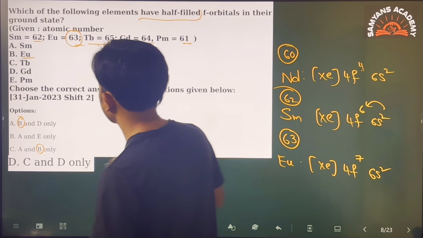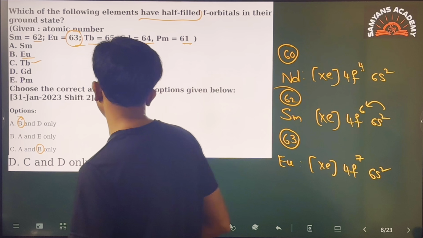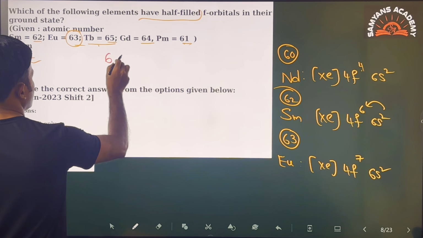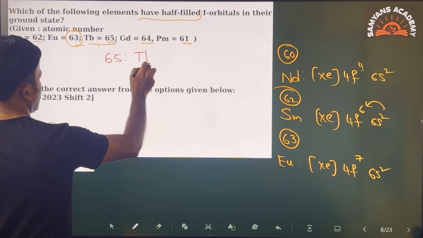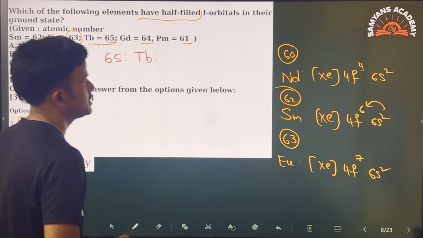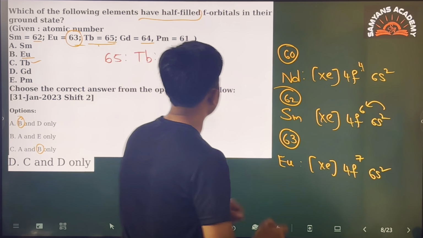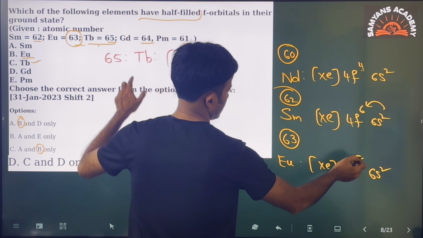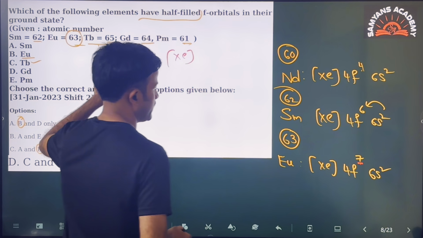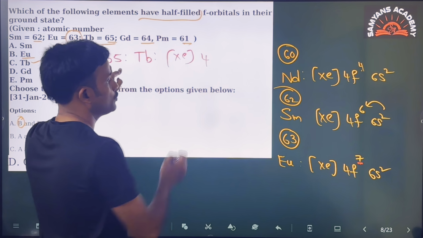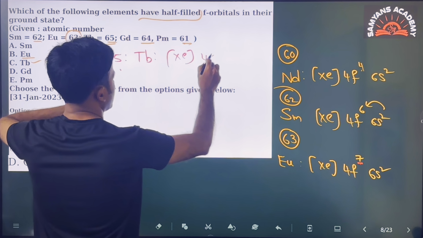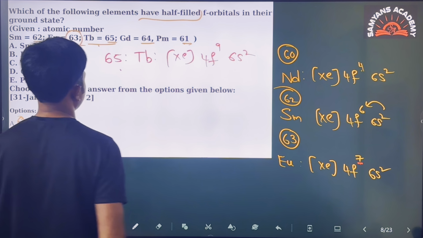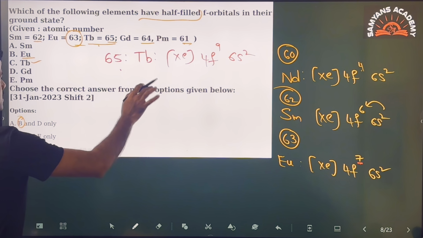So next one is terbium. What is the terbium electron configuration? The atomic number is 65. 65 means you add 2 electrons here. So xenon, up to here 63, right? 65 means you have to add 2 more electrons. So 4f7, 8, 9. So this is not the half-filled configuration, so this is not the correct option.